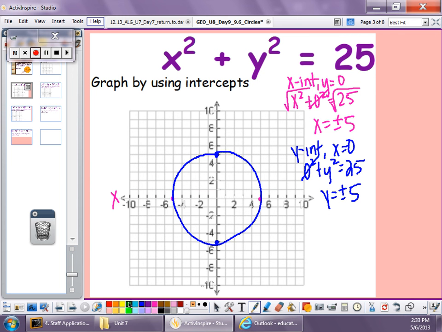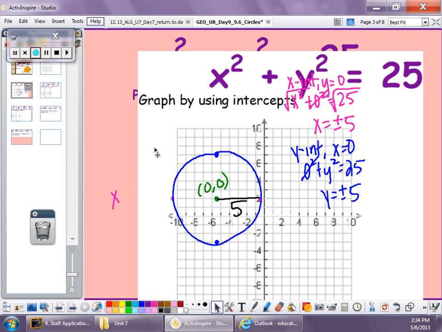Now when I look at this, my center is at 0, 0 and my radius is 5. This does come from information about your equation, but we're going to kind of investigate a few and then we'll determine what the relationship is between the equation, the center, and the radius.